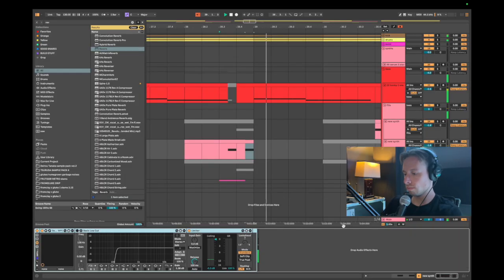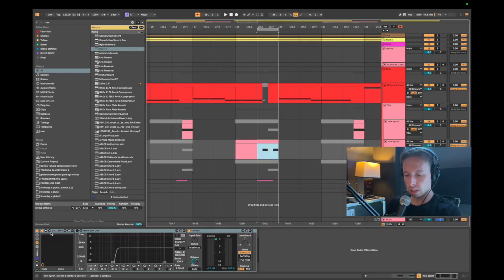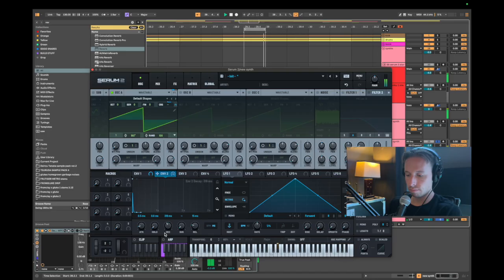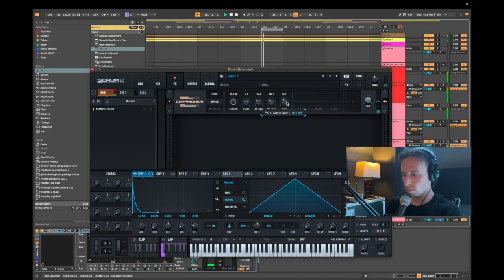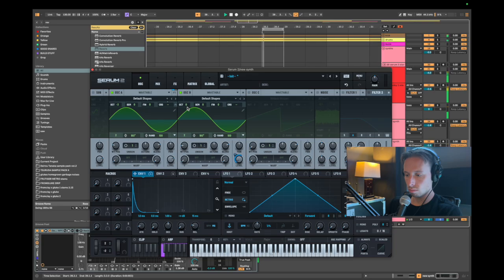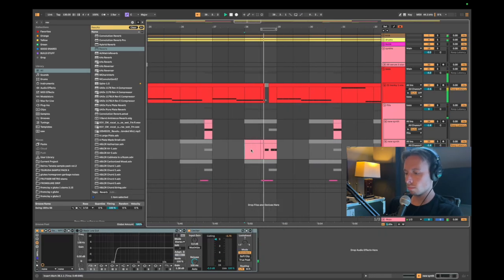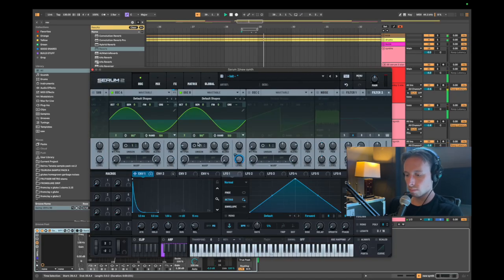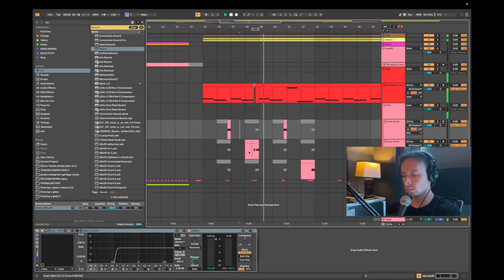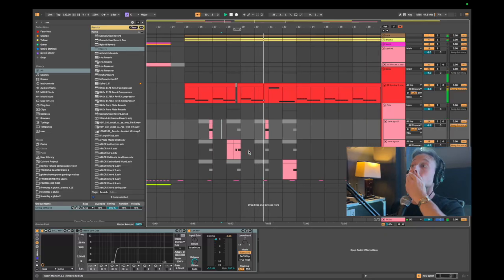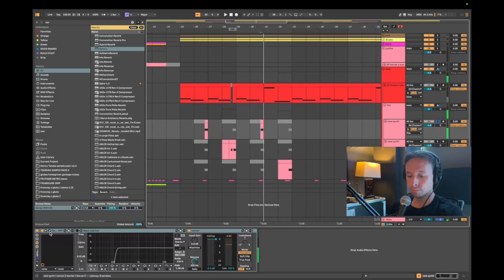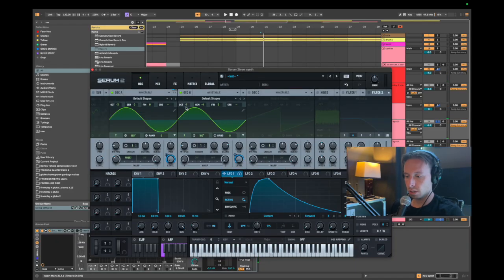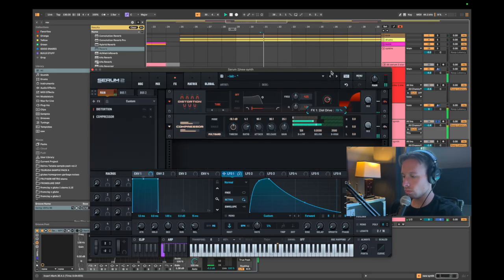Maybe I want this one to be really, really plucky. Now that I hear it, this should be a bit higher pitched. Could do with a bit more distortion.